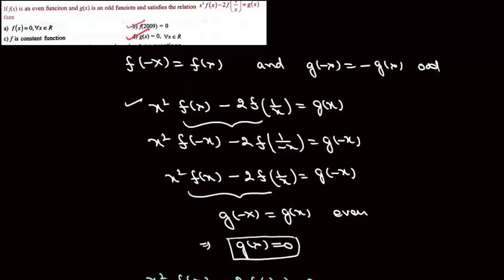So f(x) is going to be 0 for x not equal to 0, and nothing is said about f(x) when the value of x is 0. So f(0) could be anything. So it may not be a constant function and it may not be 0 for all x belongs to R. So the only options correct are B and D.